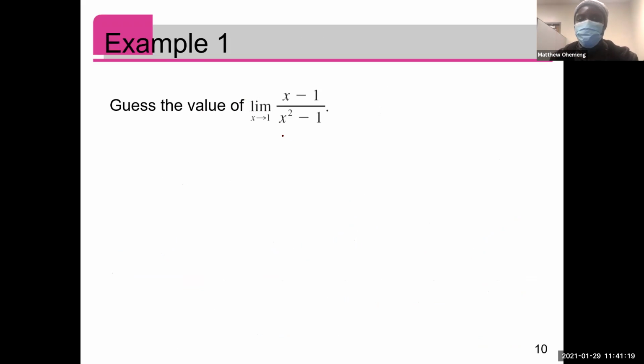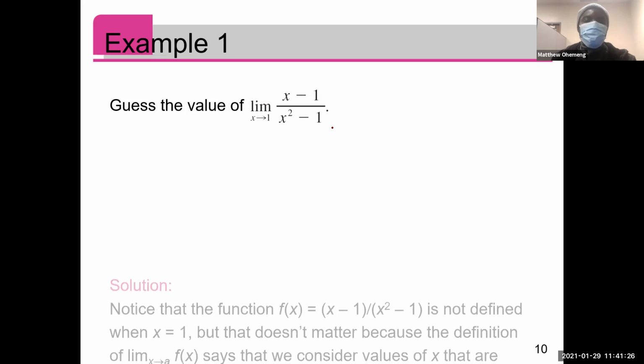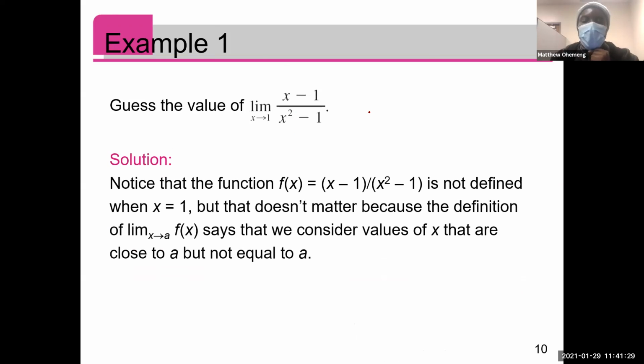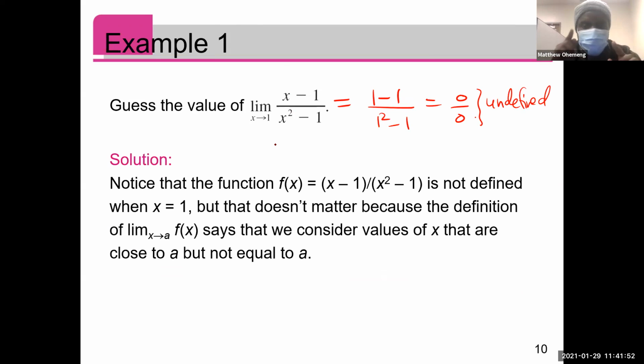So now let's look at this other function. This is another example. It says guess the value of this. So at this point, you are still guessing, right? So what do we do? Now, you notice that when you plug in 1, you get 1 minus 1 over 1 squared minus 1, equal to 0 over 0. The function is undefined for this, right? But does it stop us from finding the limit? Well, it doesn't, because when you're looking at the limit, you're looking at the neighborhood, not at exactly that point, right?